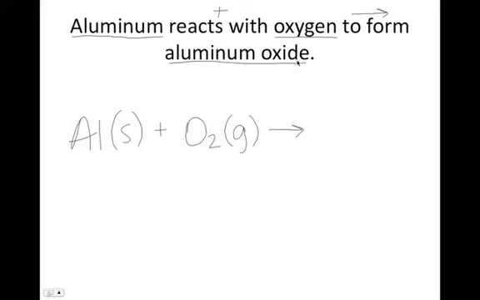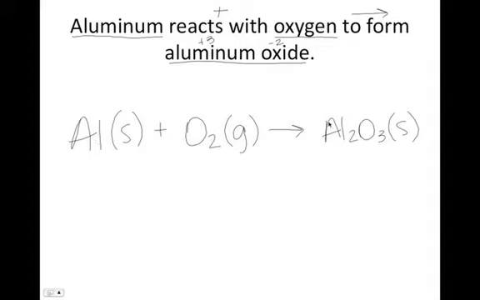Now, aluminum oxide is an ionic compound, which means it's a solid, but to come up with the correct formula for it, you need to know the oxidation number for aluminum, which is +3, and oxygen, which is -2. Look at your periodic table if you've forgotten how to find those. And do your little crisscross to come up with the formula of Al2O3 solid.